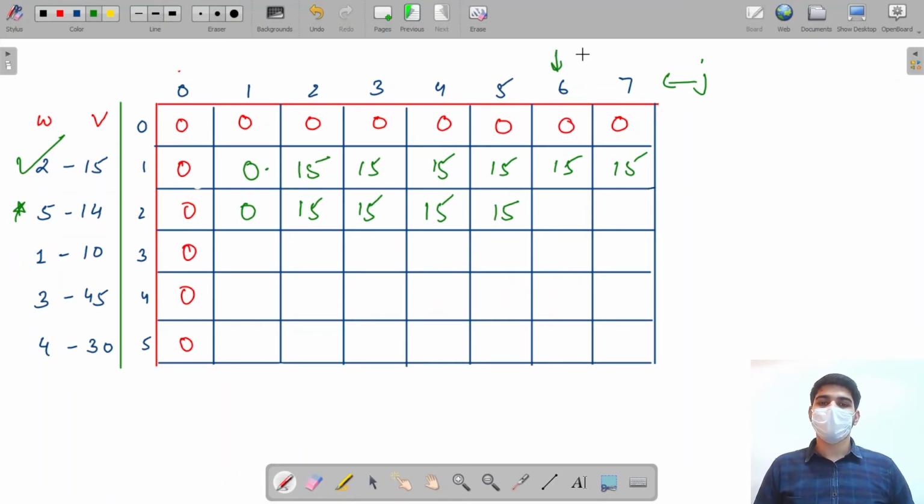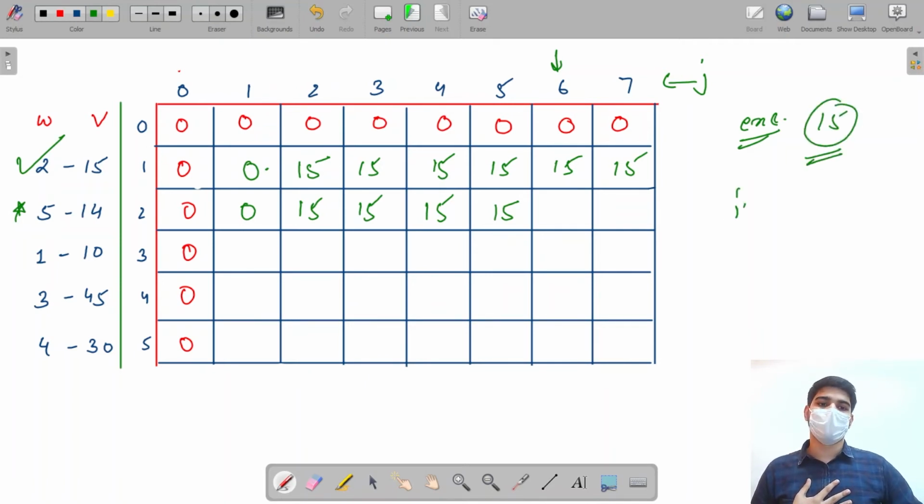Now, if I move to 6, that means my current capacity is 6. Again, I can either include myself or exclude myself, right? If I exclude myself, that means I'm not including myself. What was the maximum value that was generated when the capacity was the same, but I was not included, which is the previous row, which is 15, right? So if I exclude myself, I would get 15. What if I include myself?